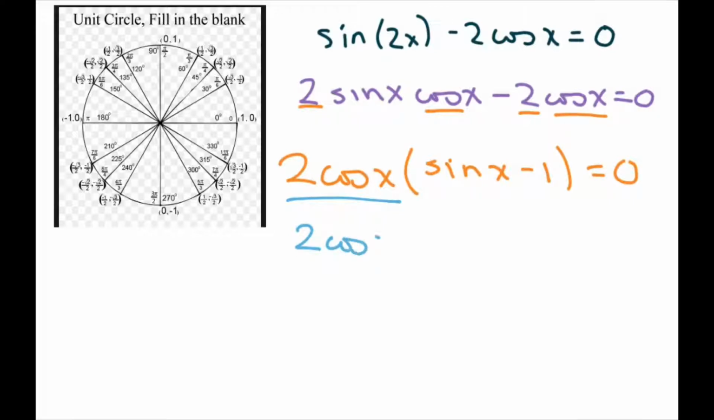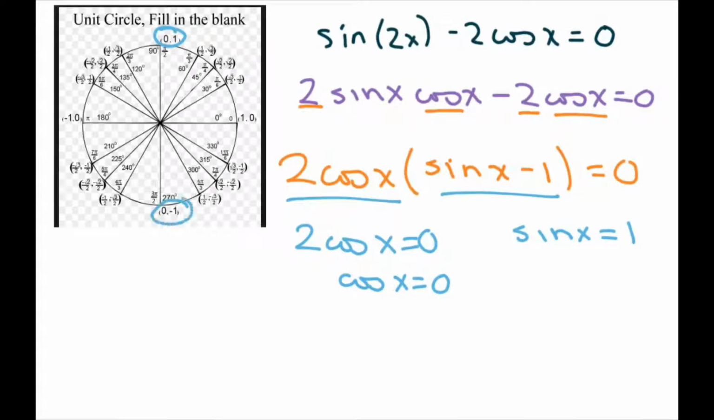2 cosine of x equals 0. You divide both sides by 2, you get cosine of x equals 0. And this one, if you set that to 0, you're going to get sine of x, you just add the 1, equals 1. So where does cosine equal 0? That's where your x is 0, right here, which would be pi over 2 and 3 pi divided by 2. And where is your sine of x equal 1? It equals 1 at pi over 2, which we already have. So basically, that is your answer, and we can move on.